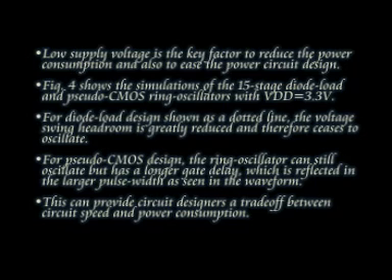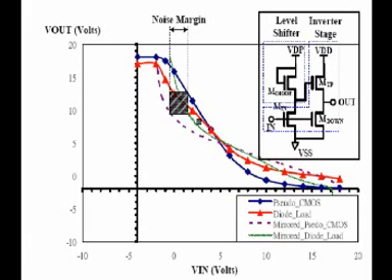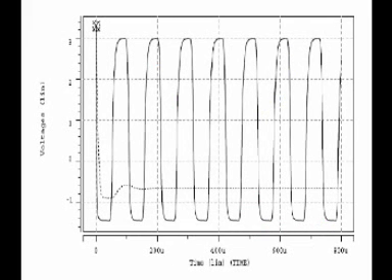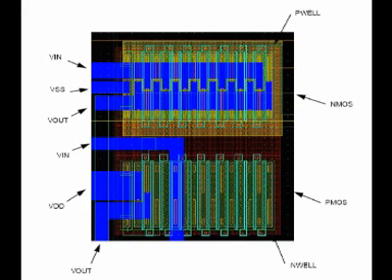Figure 4 shows the simulation of the 15-stage diode load and pseudo CMOS ring oscillator with VDD 3.3 volts. For the diode load design, shown as a dotted line, the voltage swing headroom is greatly reduced and therefore it ceases to oscillate. For the pseudo CMOS design, the ring oscillator can still oscillate but has a longer gate delay, which is reflected in the larger pulse width as seen in the waveform. This can provide circuit designers a trade-off between circuit speed and power consumption.